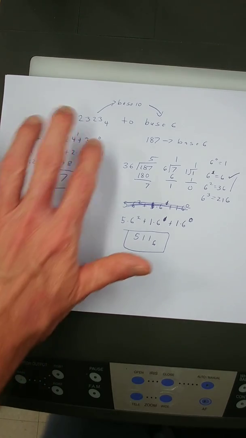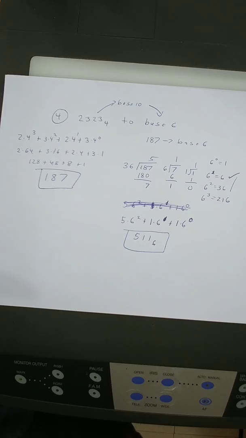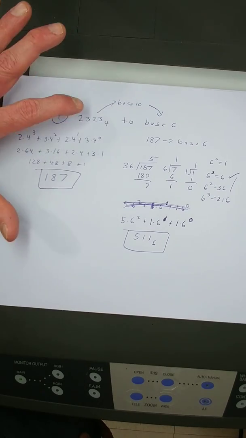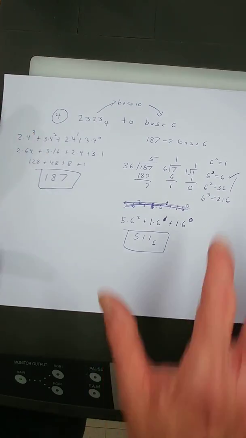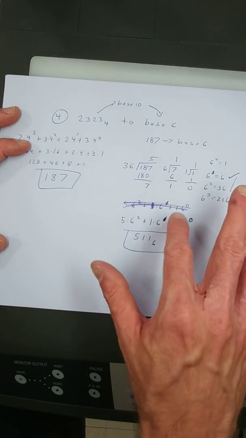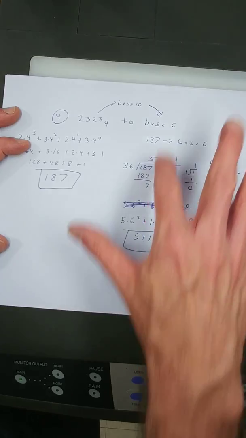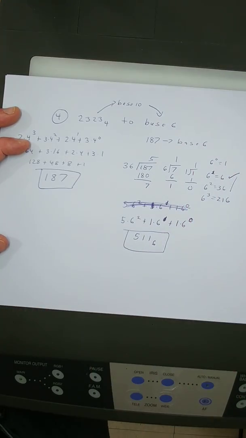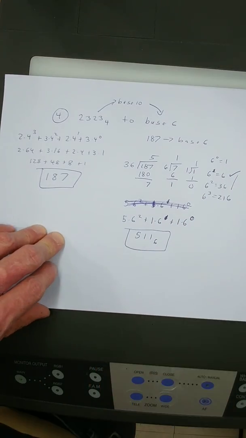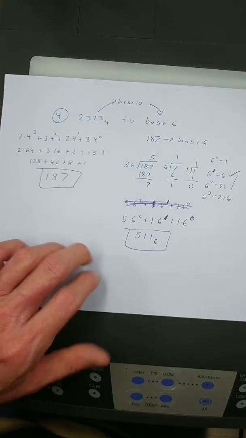And that is converting a non-base 10 to non-base 10. So we took 2323 base 4 to 187, took that to base 10. Then we took 187 to base 6, so that's 511. So 511 base 6. If you have any questions, email me.